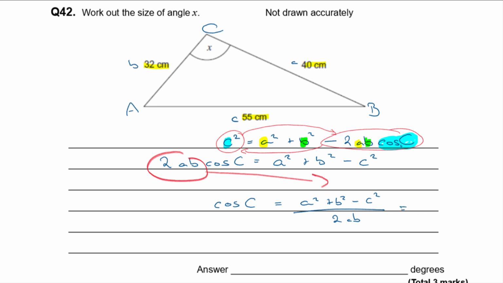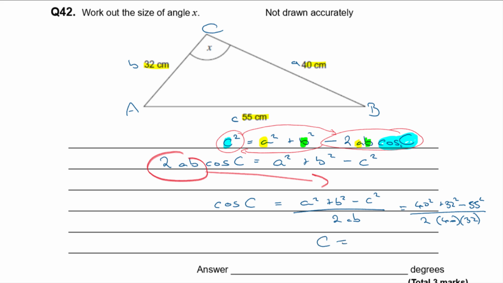Okay, so I already labelled up my triangle ABC, so it should be a little bit easier to sub in. So a squared is going to be this 40 over here, 40 squared, plus b squared, that's the 32 squared, minus c squared, that's going to be the 55. And that's divided by 2 times a, which is 40, times b, which is 32. And then we need to take the inverse cosine of that, don't we?